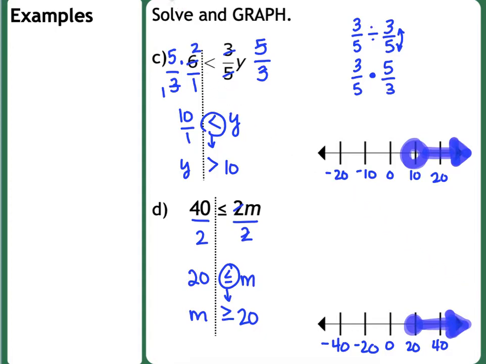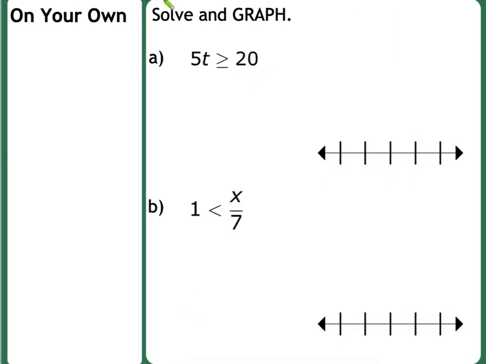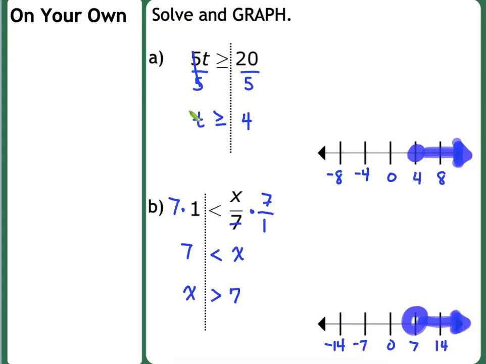All right, so time for you to do some on your own. So you've got 4 on your owns to do. Go ahead and try these 2. All right, so for A, you'd get t is greater than or equal to 4. For B, you'd get x is greater than 7.